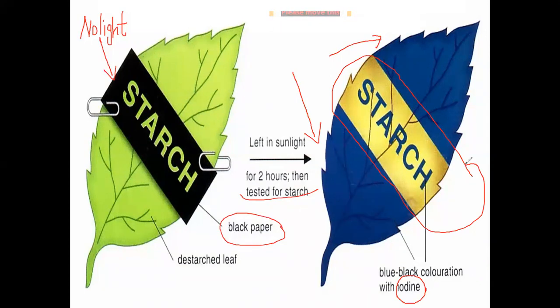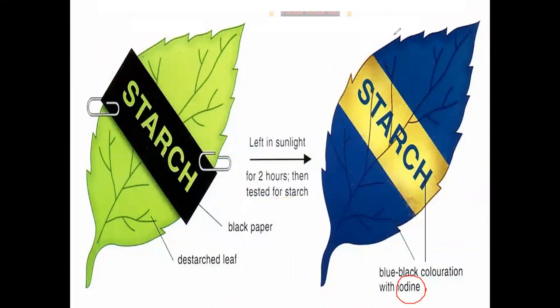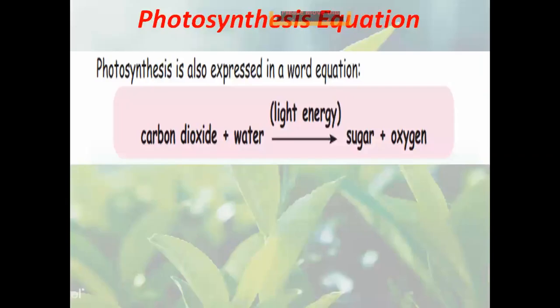So this experiment showed that light is important for photosynthesis. Without light, no photosynthesis occurs. So here is the word equation of photosynthesis. You have to know, and you took this in chemistry, I think, that these that are located before the arrow, this is the arrow, this arrow means gives.